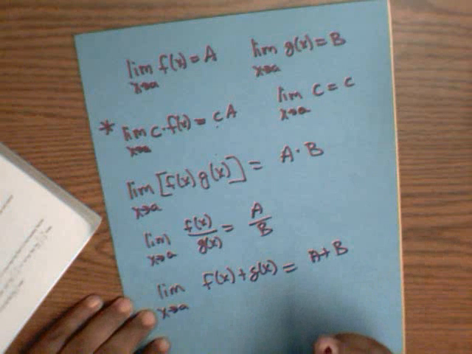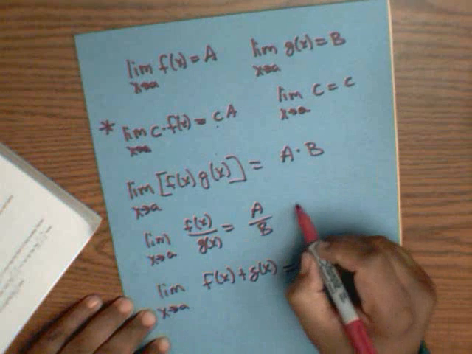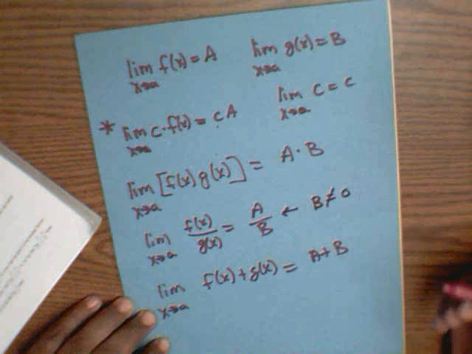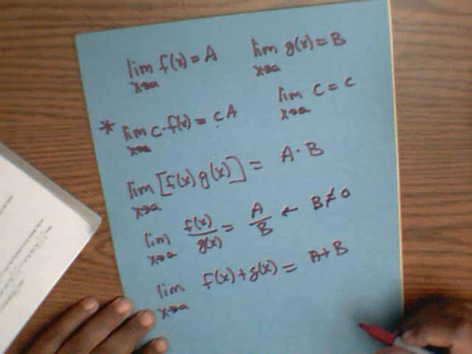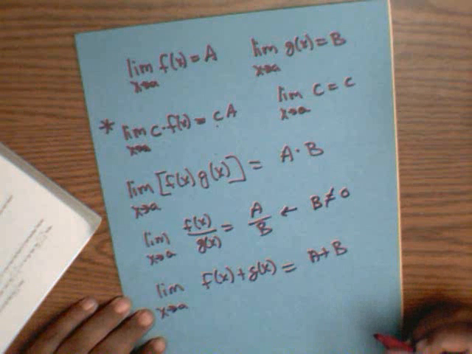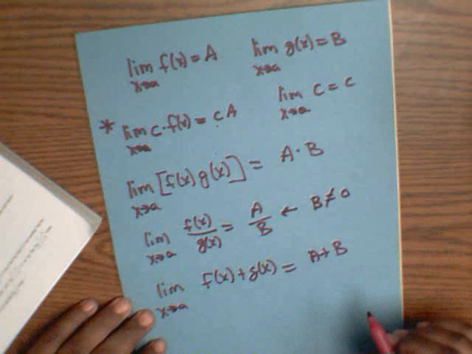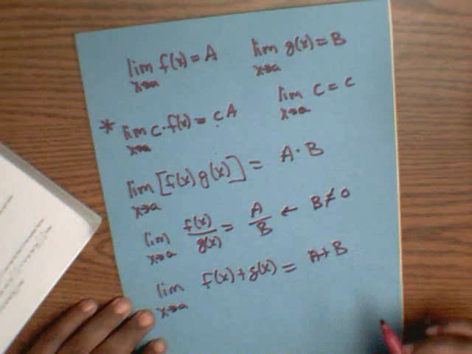But here's the trick here. b can't be equal to 0 for this problem, because for us that's undefined. And so that's something to keep in mind. Those are the major ones. There's one more that has to deal with powers, but I'm not going to worry about that today.